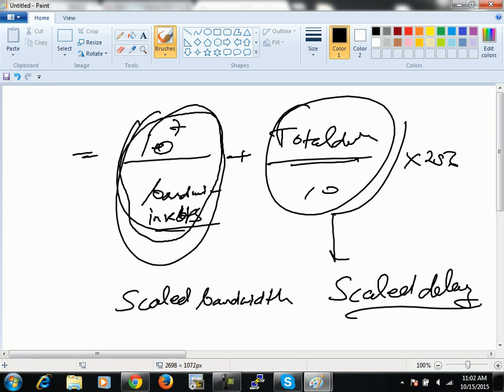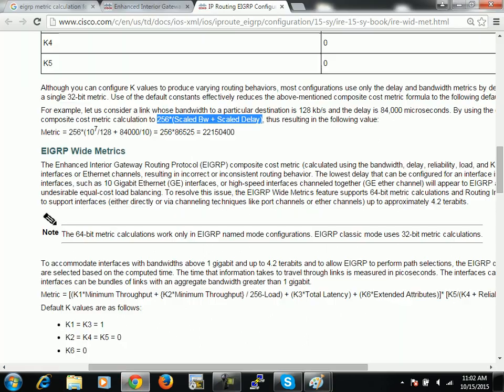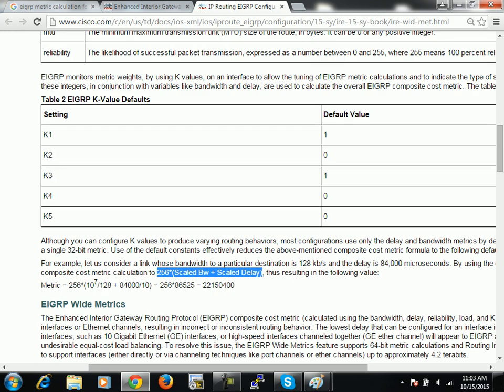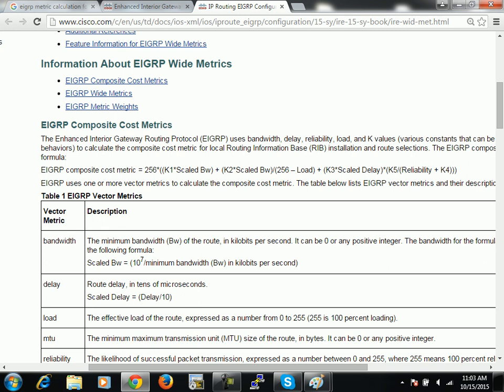So finally this is your formula to calculate your metric in EIGRP, just because we have K2 equal to 0, K4 equal to 0 and K5 equal to 0, right? If we start to use K2, K4 and K5, you will see that it will start considering reliability and of course load.